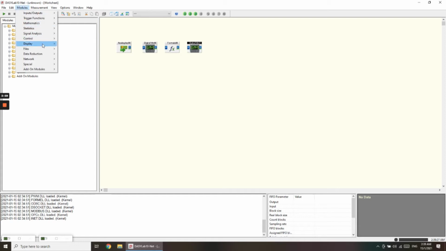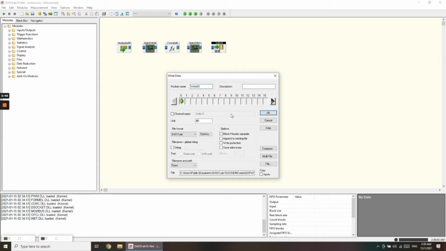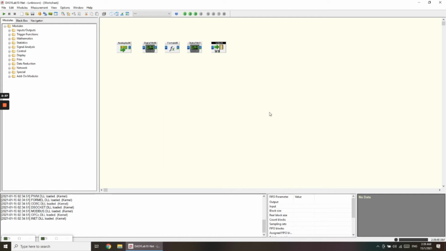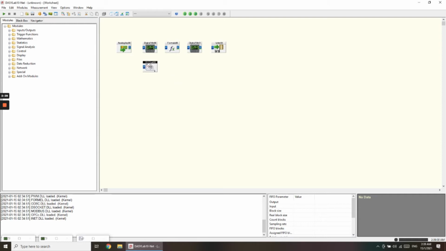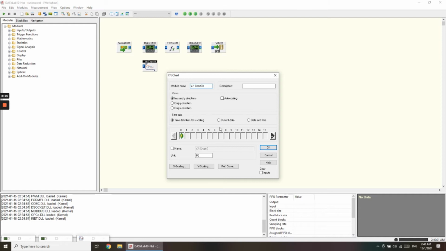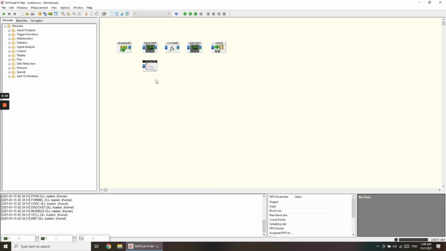And after that, we insert a write data module and change the file format to ASCII. Then insert a YT chart module. Configure it by ticking the auto scaling box and connect it to the analog input module. This is to display the time domain of the system.